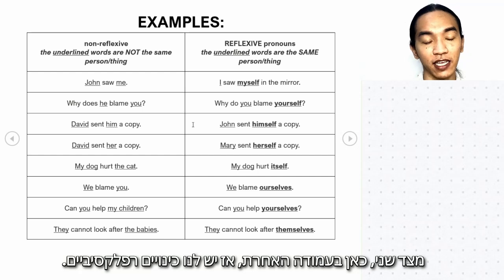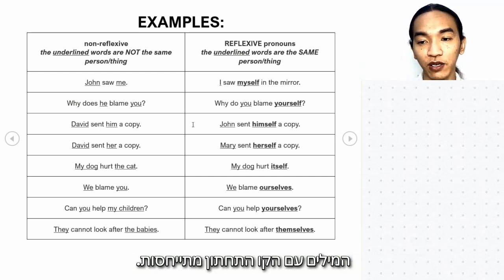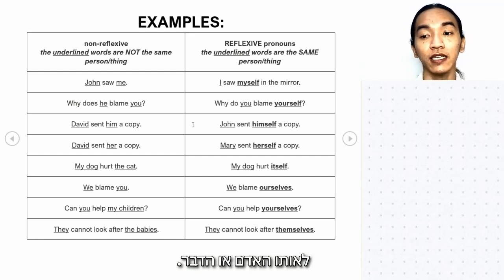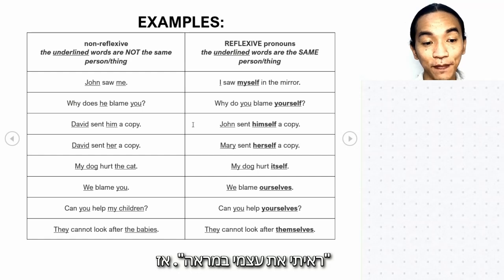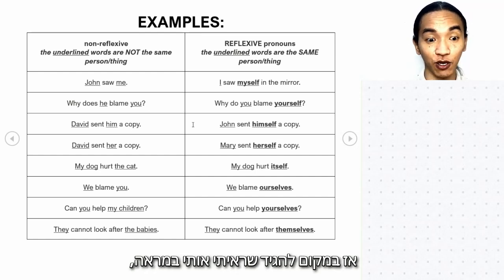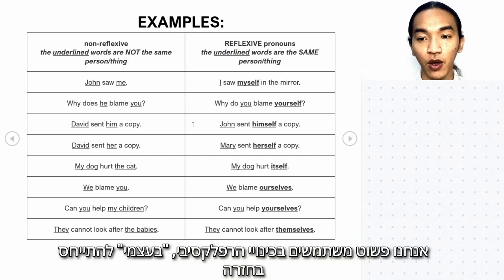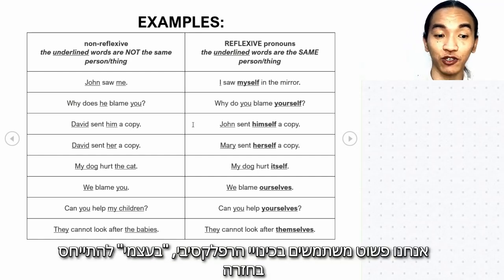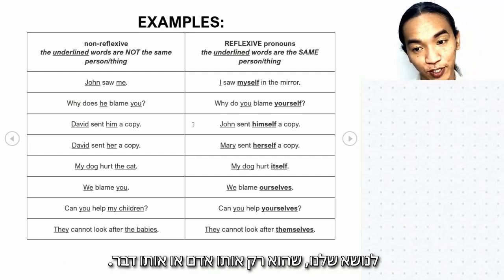On the other hand, in the other column, we have reflexive pronouns. The underlined words are the same person or thing. I saw myself in the mirror. So I and myself are just the same. Instead of saying I saw me in the mirror, we just use the reflexive pronoun myself to refer back to your subject, which is just the same person or thing.